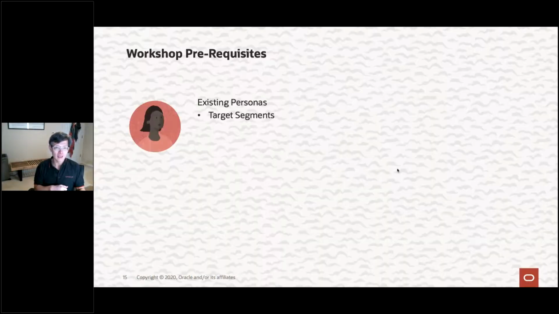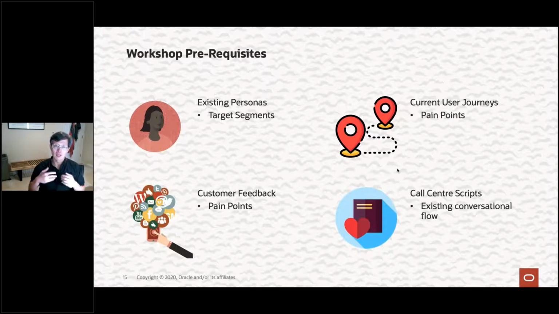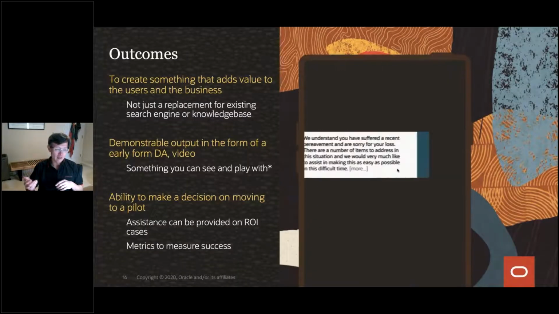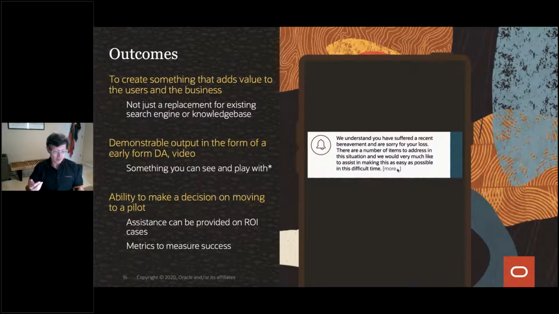Going into the conversation design workshop, we typically ask the line of business users to identify who the existing persona is, what the current pain points are, and end user feedback. If the customer has an existing call center or contact center, then an existing conversation flow, a set of conversation flows, and also a conversation log will be a great starting point for a chatbot. The outcome of this type of conversation design workshop is to create something that adds value to the user and business. It demonstrates the output in the format of a digital assistant, and it also gives your user guidance on where to move in terms of moving to a pilot.